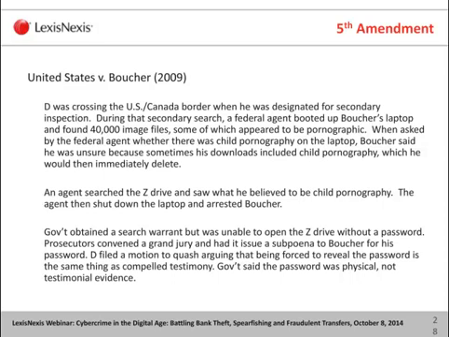Now, this obviously can be applied to different areas. So it'll be interesting to see how the rules shake out with respect to requiring someone to give up a password. And again, I think you're going to see more and more of these kinds of cases because I think people are going to be more inclined to use encrypted files.